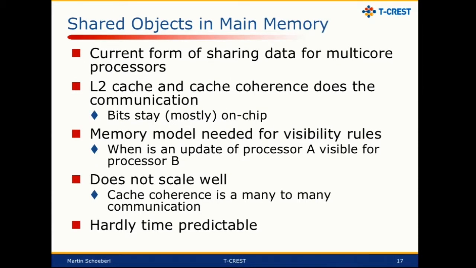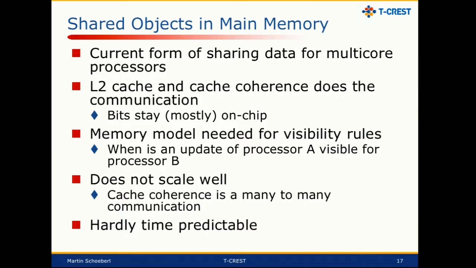So what is the current way to share data in the laptops we have here? You allocate your data in main memory, you share it, protect it via locks, and then your level 2 cache coherence protocol does the real movement of your data. If one processor writes, the other one reads. You need visibility rules for when your writes become visible, but they stay mostly on chip due to the cache coherence protocol. If the data you share and communicate fits in your level 2 or level 3 cache, then you don't go off chip. But this doesn't scale very well.